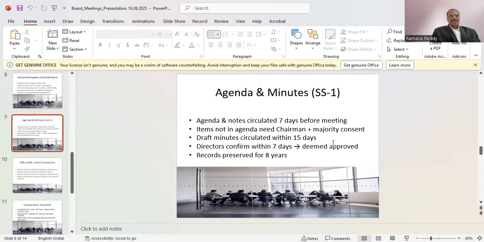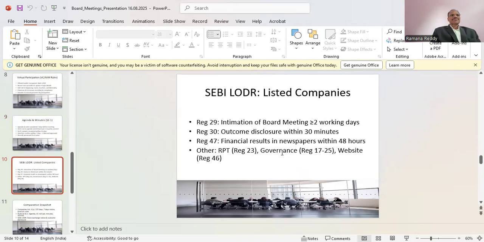Any item which is not in the agenda requires the chairman's and majority of the directors' consent. All the documents, notice, agenda, notes, and minutes must be maintained physically and electronically for at least 8 financial years.